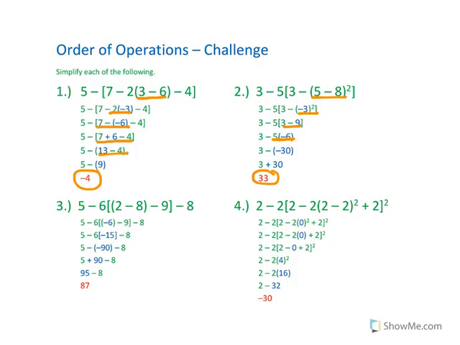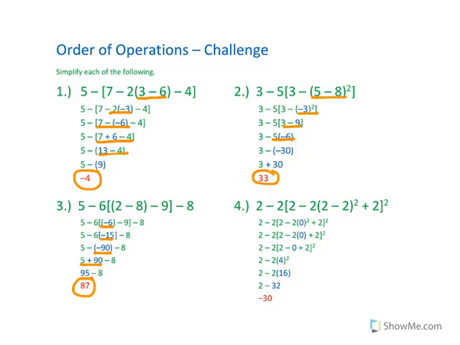Here we go. 2 minus 8 is negative 6. Negative 6 minus 9 in brackets is negative 15. And negative 15 times 6 is going to be negative 90. And 5, left to right, 5 minus negative 90 is 5 plus 90. Take away 8 is going to be 95 minus 8, or 87.